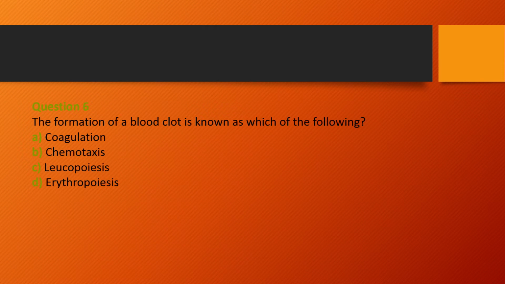Question number 6. The formation of a blood clot is known as which of the following? The answer is coagulation. Coagulation is the formation of a blood clot. Chemotaxis is the movement of microorganisms toward a chemical stimulus. Leucopoiesis is formation of WBC, whereas erythropoiesis is the formation of red blood cells. Poiesis means formation.